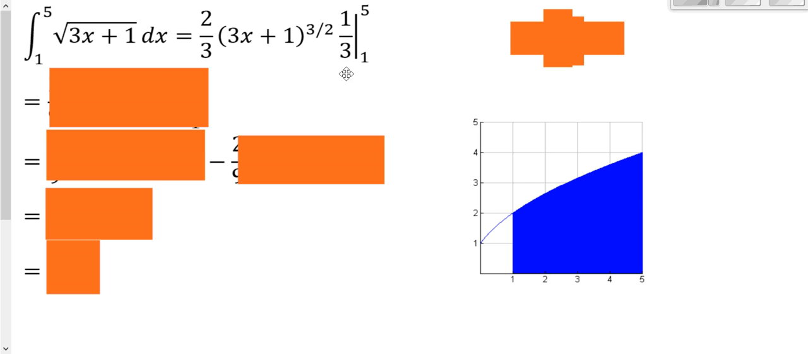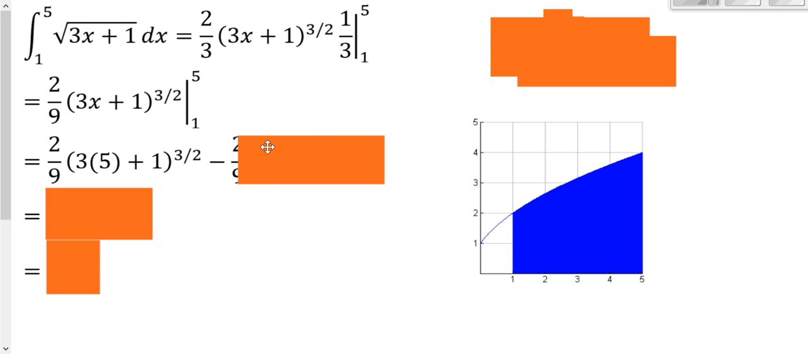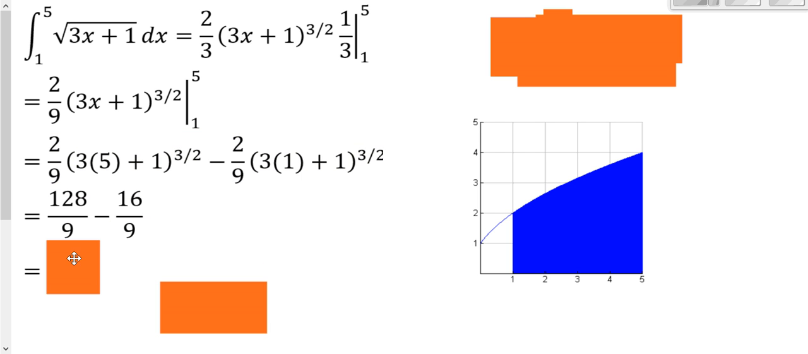Now, that 1/3 and our 2/3 gives us really a 2/9 in front. Then plug in your 5 minus what you get when you plug in 1. And then once again, this whole line, I would maybe just type into my calculator all at once, or you can do it in your head. It does not make a difference.